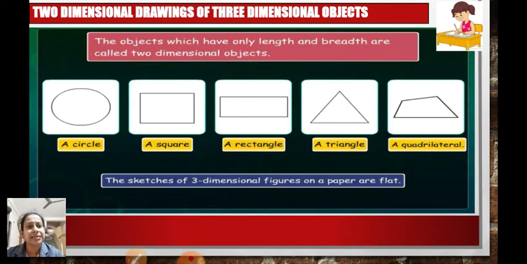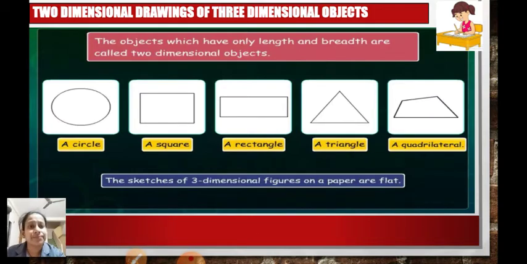So here you can see 5 different types of structures or 5 different pictures which are drawn flat on the paper, like a circle, a square, a rectangle, a triangle, a quadrilateral. If you see, actually all the objects are three-dimensional. All the objects are three-dimensional. But their sketches, when we draw, will be drawn flat.